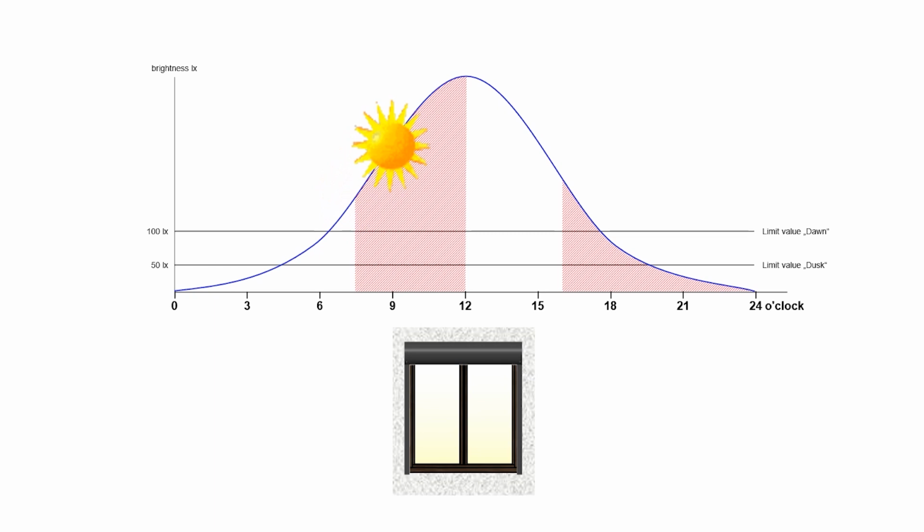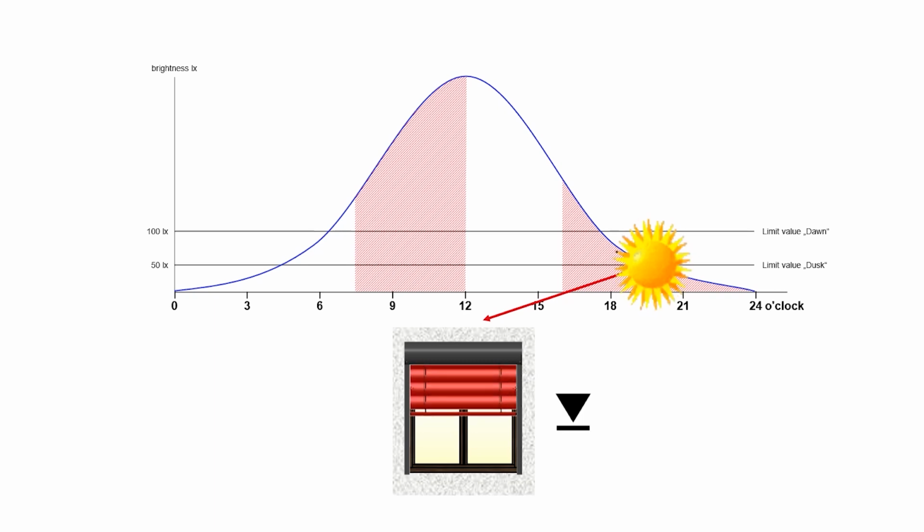For the evenings, control can also be configured as a function of brightness and time. If the dusk limit lies within the active window of time and the value falls below the limit, the connected sun shading products are lowered.